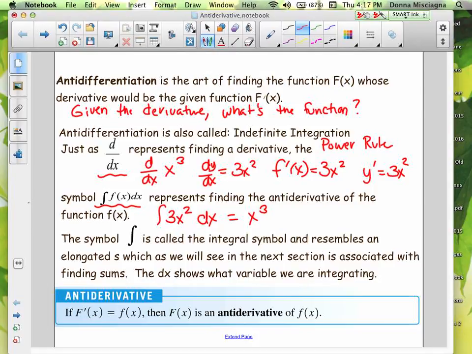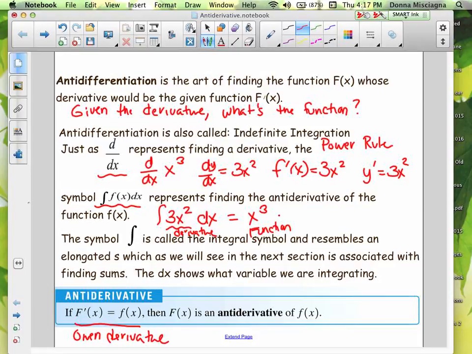So where it says f prime of x equals f of x, that means we're given the derivative. Let me see if I can squeeze it in there. There's our derivative. Given the derivative, what's the function? So x cubed is the function that has 3x squared as its derivative.